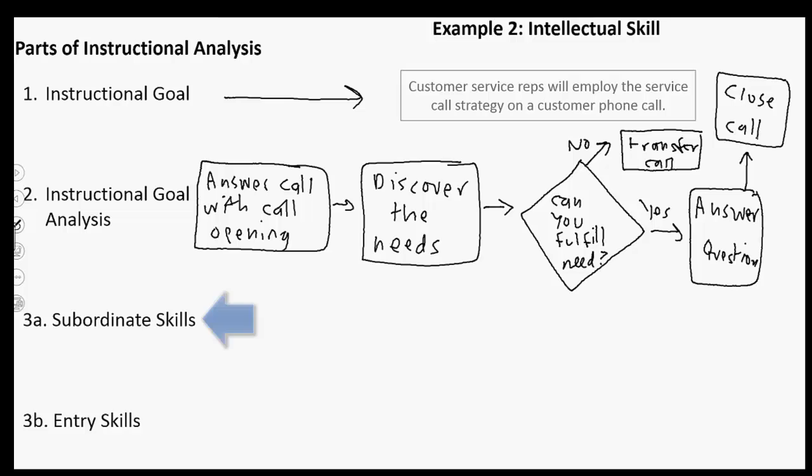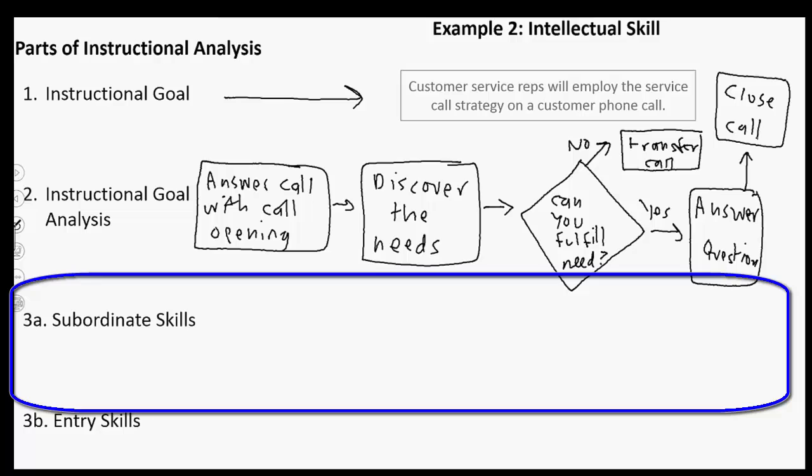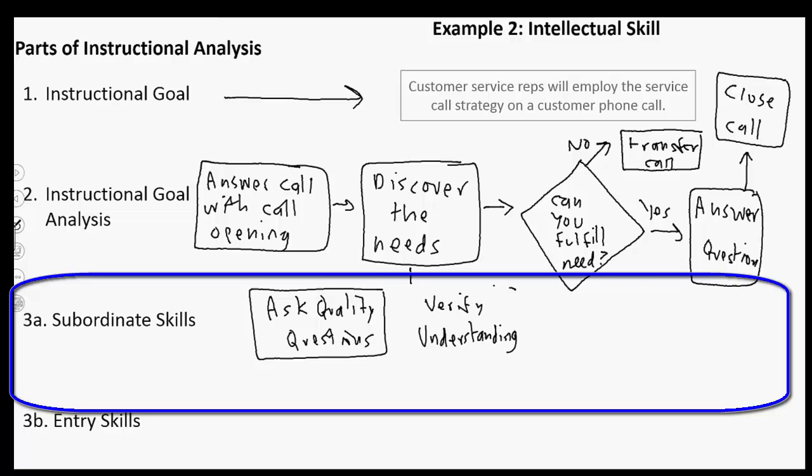Okay, so let's do a subordinate skills analysis for this instructional goal now. I'll just do a few of these. So let's talk about discovering the needs. What are some of the subordinate skills that are required for discovering a customer's needs? Well, one thing I'm going to say here is asking quality questions so you understand what their needs are. The next thing that you could do then is also verify understanding. And you want to do that before you start to answer their questions so that you can make sure you're answering the right question. So verify understanding.